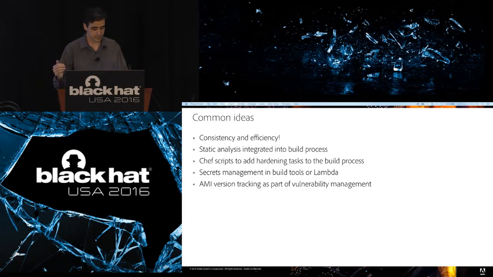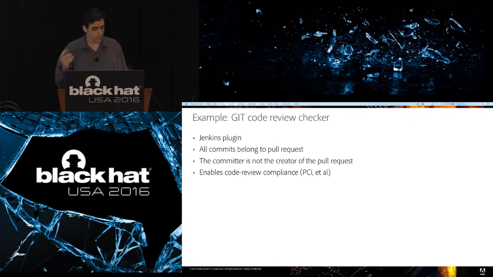There is static analysis that gets integrated into the build process. Netflix releases a lot of tools. They just released a tool called Bless, which manages SSH keys using Lambda. There's a lot of things in there that people use. You can integrate into the AMI version tracking so you can keep track of what's been pushed to your environments. We've done a couple of things to automate things that people may not think about.